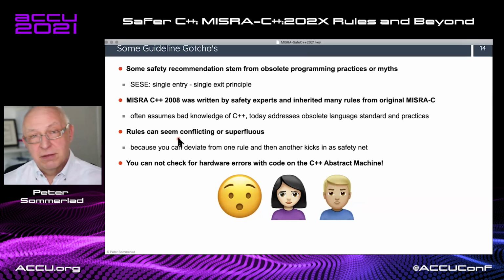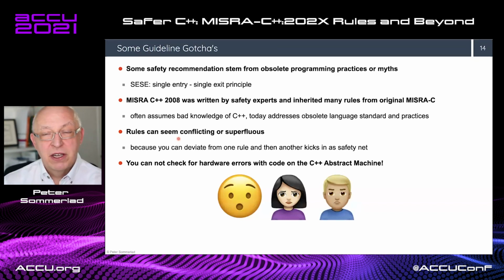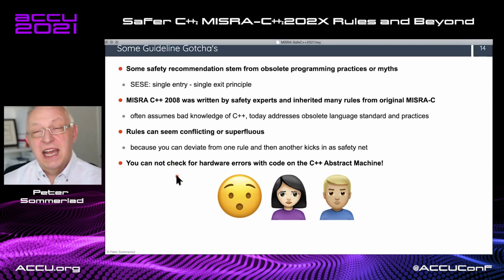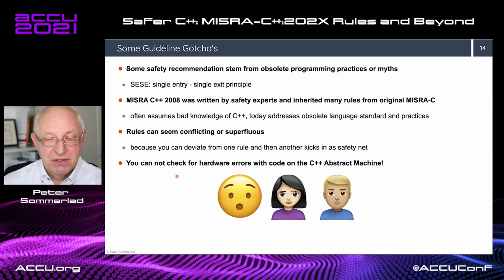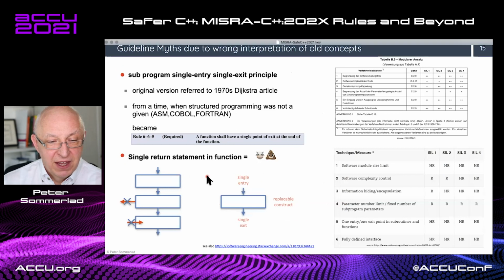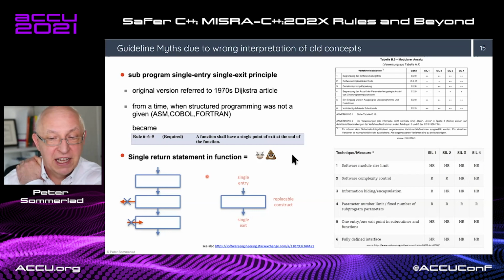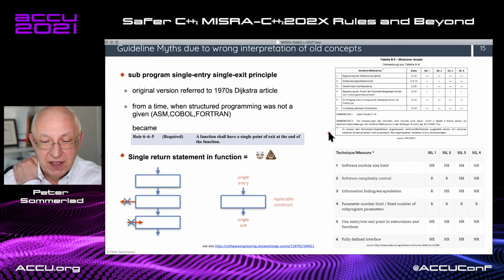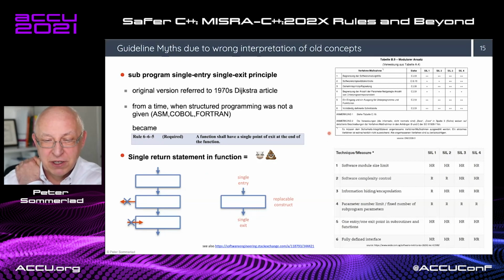And I talked about the conflicting rules because of the multi-level safety, where you deliberately suspend the checking of one rule and have another one that kicks in as a safety net. And again, remember, you cannot check for hardware errors because the abstract machine is assumed to be perfect. I explained most of what is on this slide about the single entry and single exit principle already in words. Sorry for that, I forgot to flip over.